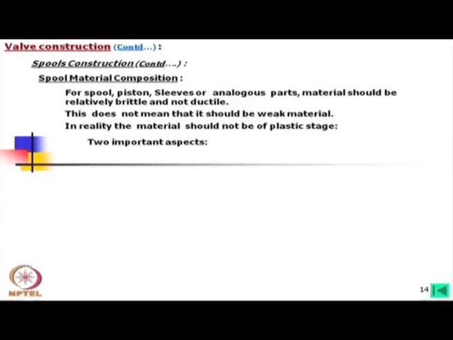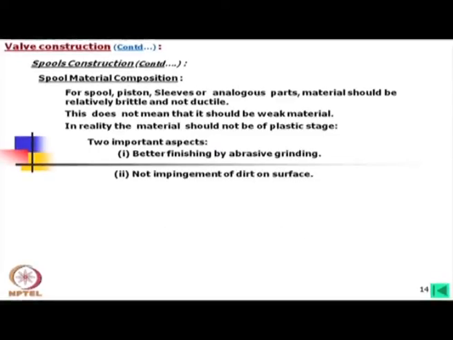Two important aspects we should consider for the above mentioned requirements. First, better finishing by abrasive grinding. So, the first thing is we should have very good finishing, and for abrasive grinding, brittle material will be better than very ductile material. Secondly, no impingement of dirt on the surface. If it is ductile, then there is a possibility that particles will be impinged on the surface and that will deteriorate the function of this spool.